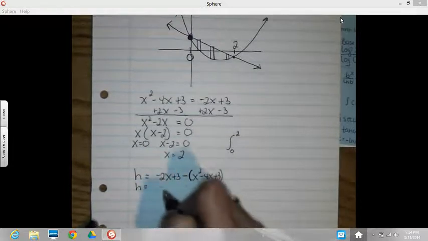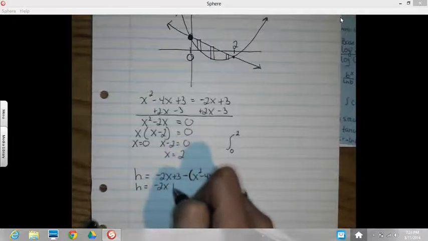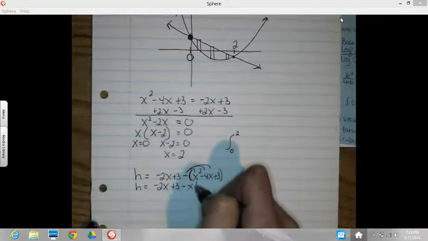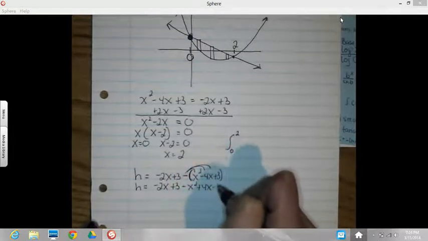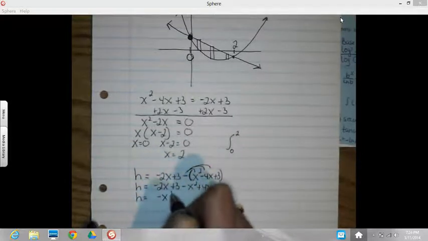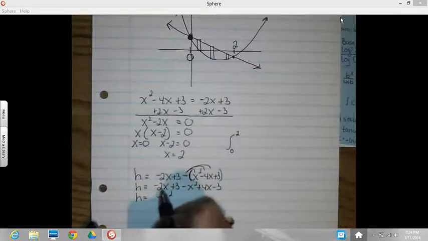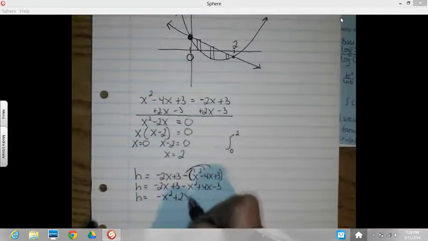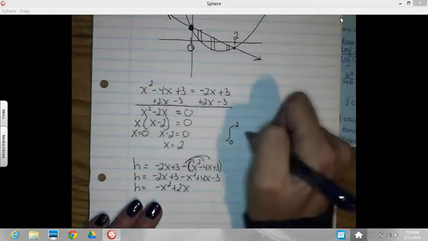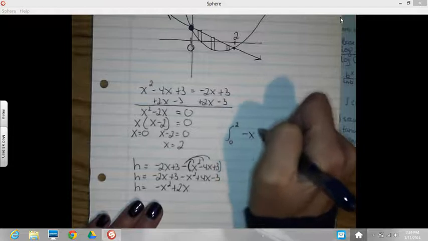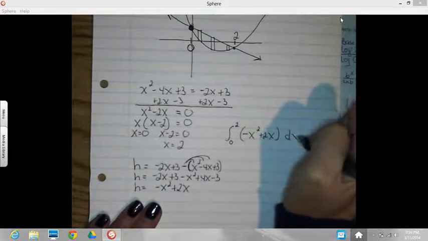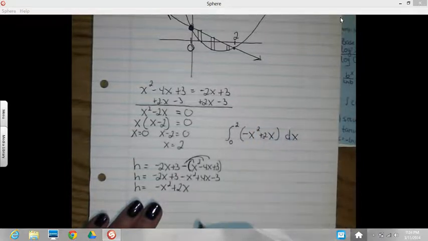So I'll have negative 2x plus 3, distributing a negative, negative x squared plus 4x minus 3, combining like terms, bringing the negative x squared to the front. I'll have a plus 2x when I combine there. And the 3's cancel out. So yeah, I would do the height off to the side, just keeps it a little bit cleaner. So negative x squared plus 2x, all times dx. So there's my height times my width. And now we just do the antiderivative, do the integral.